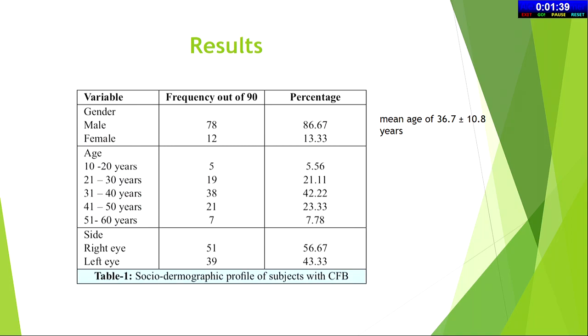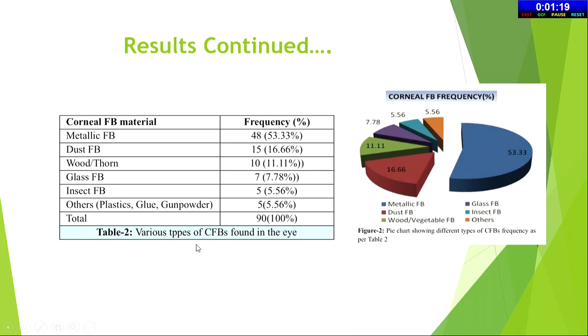From the results, we found that the mean age was 36.7 years. There was a male preponderance, and the majority of the patients were between 31 to 40 years, like 42.2% patients. The right eye was more affected than the left eye. When we checked the various types of corneal foreign body found in the eye, we found that metallic foreign body was highest, around 53.33%, followed by dust and wood thorn.